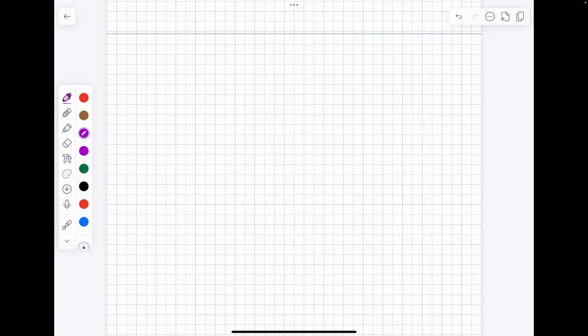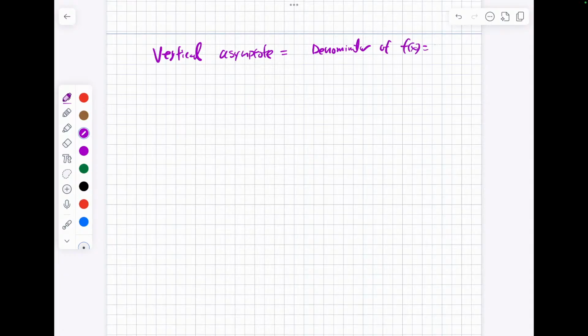Anyway, I'm going to study the key points, which are all the key points that we have learned. A vertical asymptote is usually where the denominator of f of x is equal to 0. So if I have a function, set the denominator of f of x equal to 0.